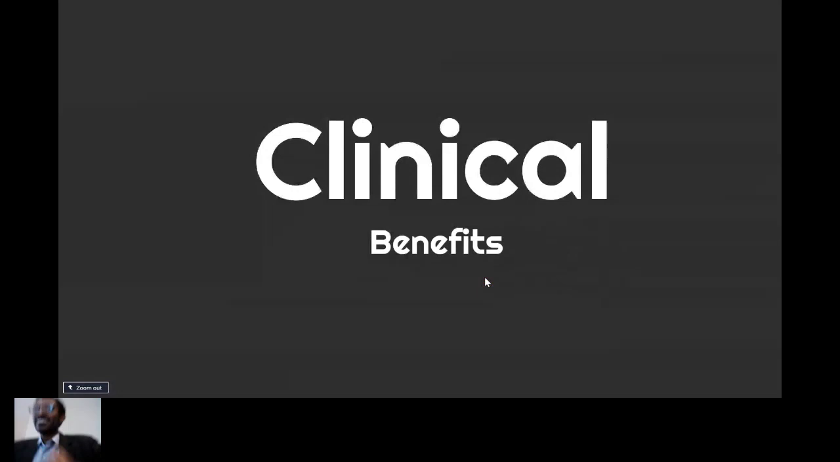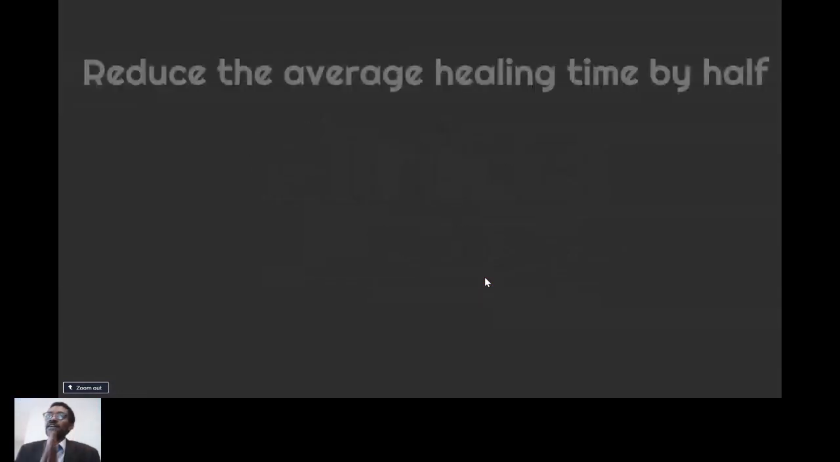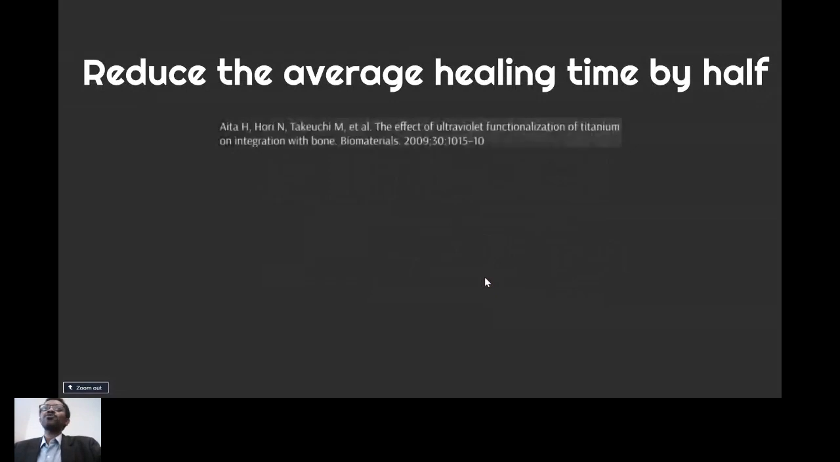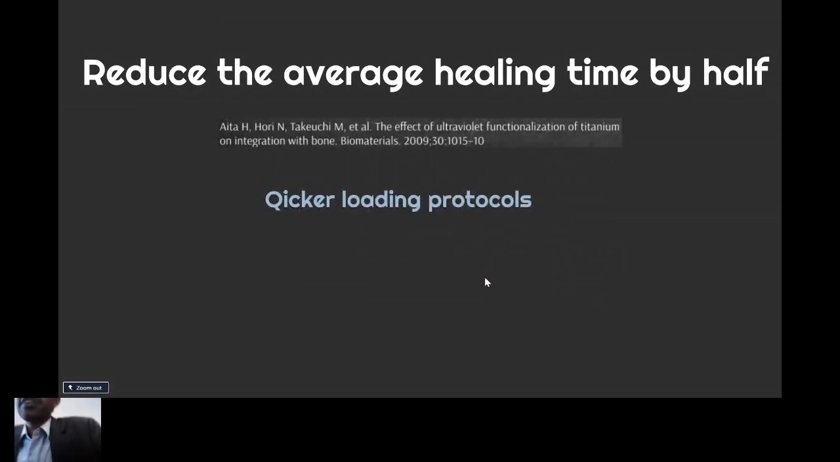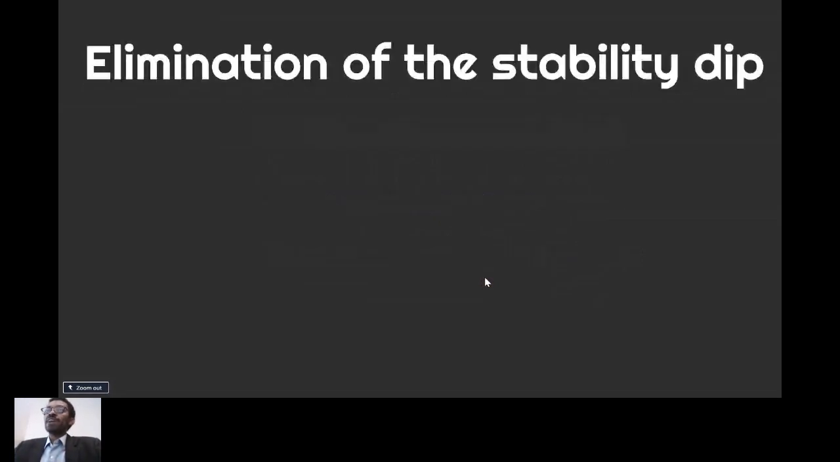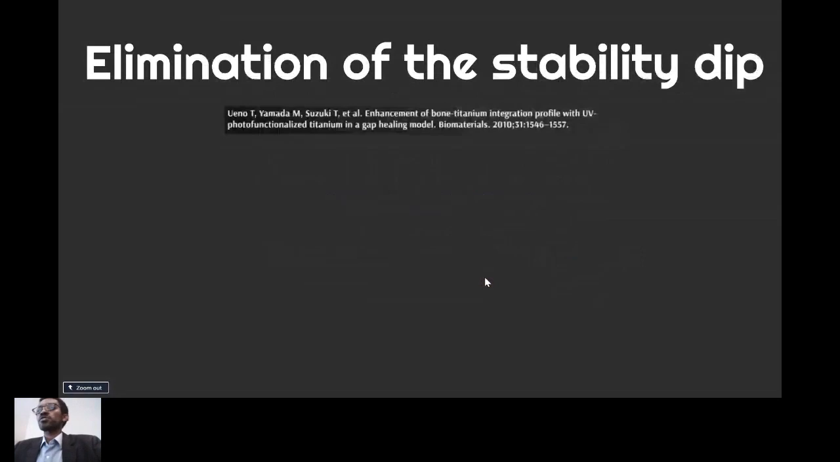If you try to translate this from a clinical point of view, into more clinical benefits, let's see how this would directly affect me. First of all, it reduces the average healing time by half. Instead of 4 months, you can load in 2. Instead of 3, you can load in 1.5, according to Aita and colleagues. So we have quicker loading protocols. You have decreased overall treatment time. And you have happier patients, of course.